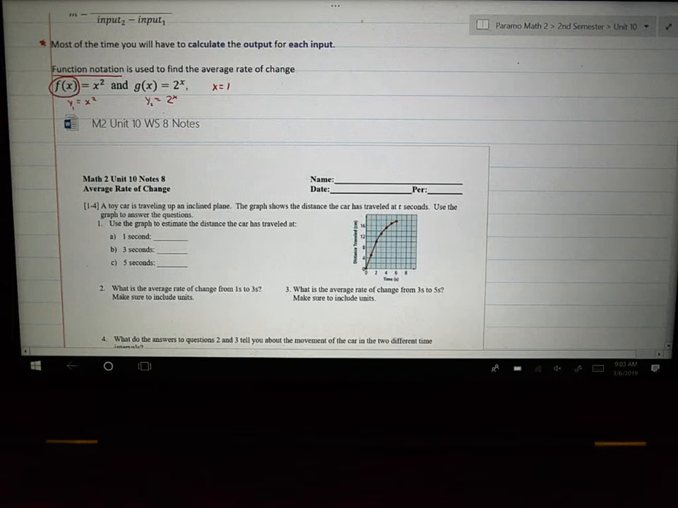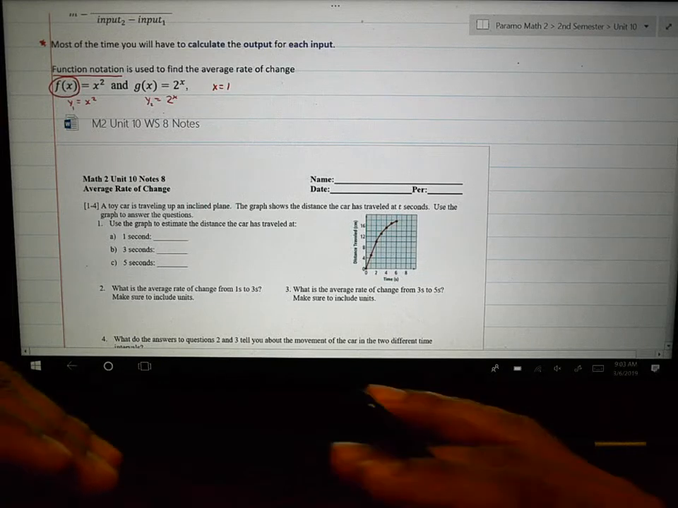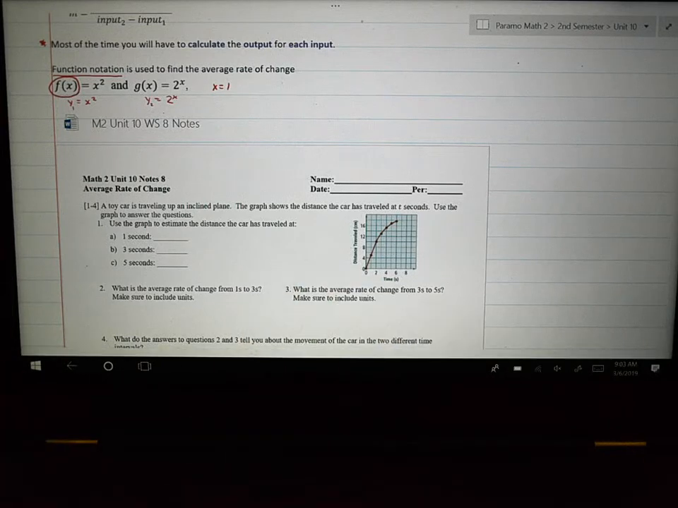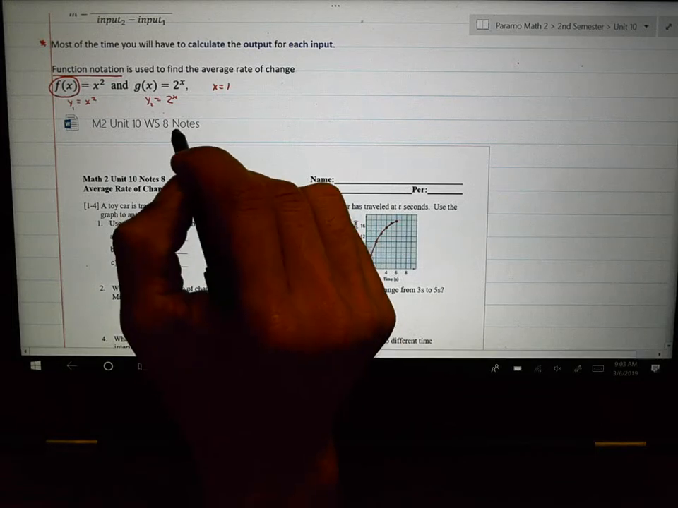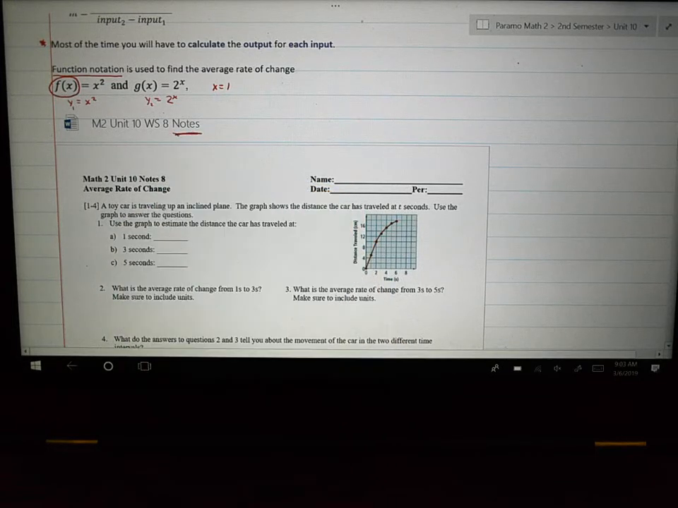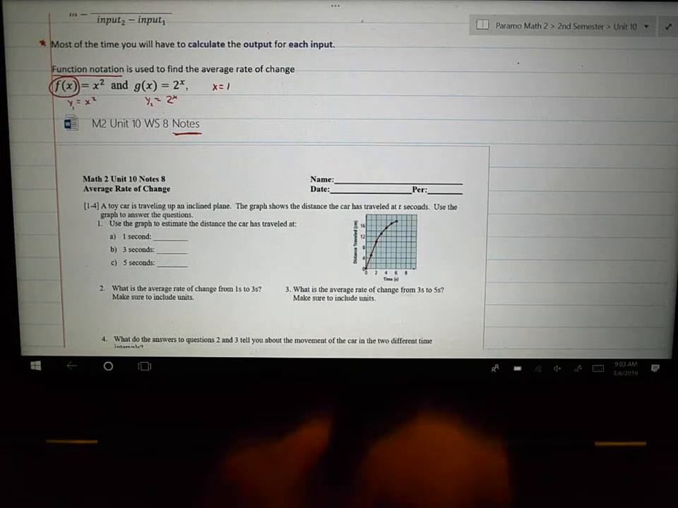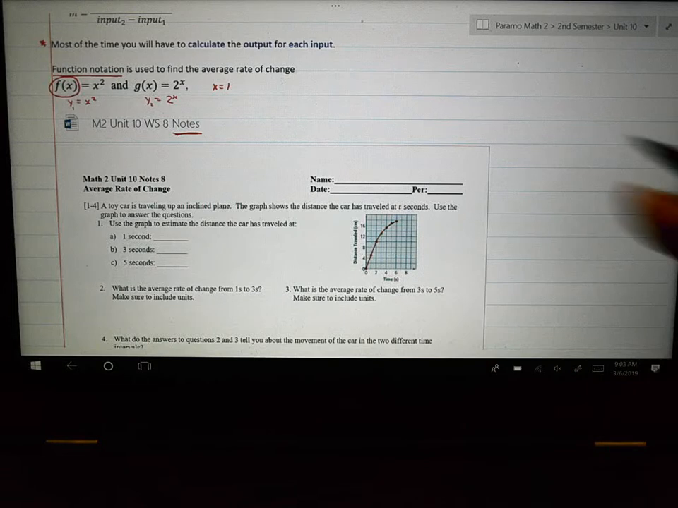So my plan right now is not to do anything on the worksheet portion of what I passed out to you. My plan right now is only to go over a few problems on the notes worksheet with you, and then by the time we're done going through the notes, you should know how to do the worksheet on your own.